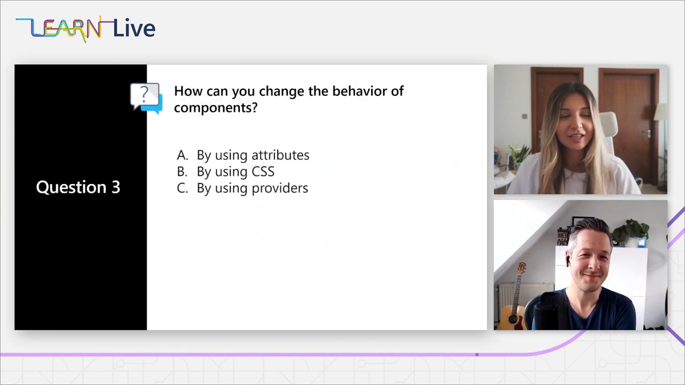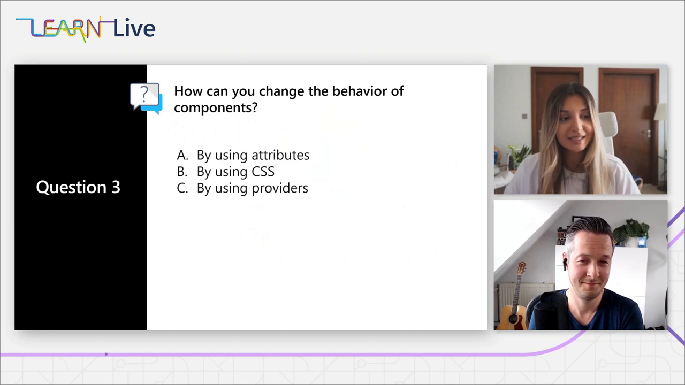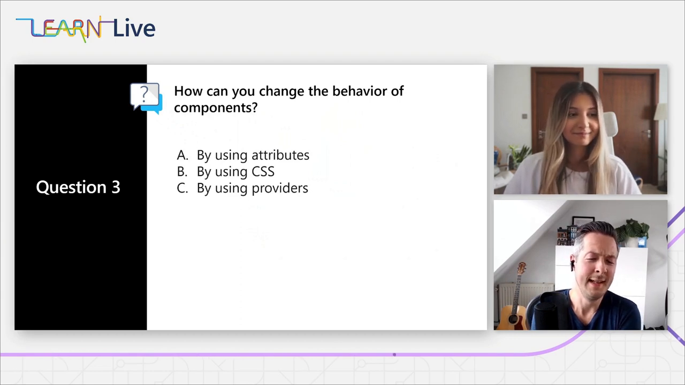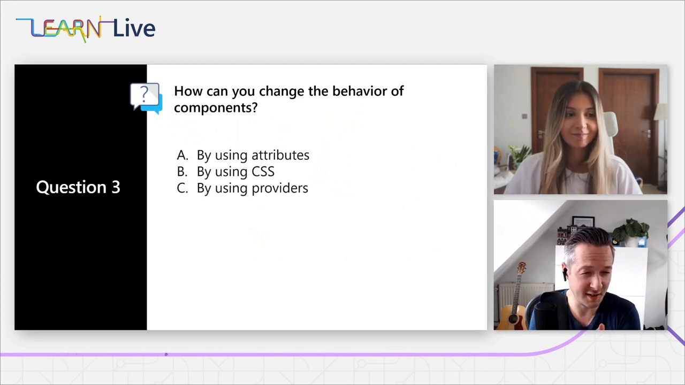How can you change the behavior of the components? A, using attributes, B, using CSS, C, using providers. Which one do you think, Waldeck? So if I look at the answers, using providers, no, because providers are for auth. And here we're talking about behavior of components. So I wouldn't say it's C.